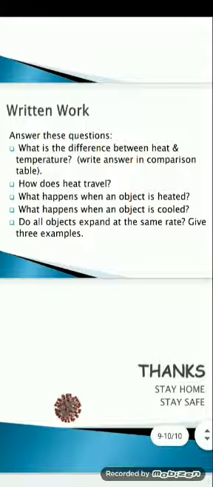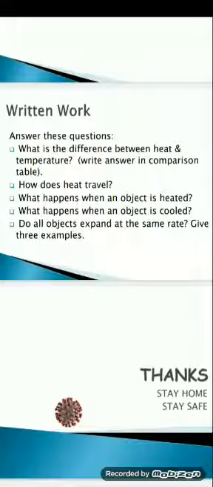Now coming to your written work, you are supposed to write answers to these questions. Number 1, what is the difference between heat and temperature? To write the difference, you will make a comparison table. In one column you will write about heat, and in another you will write about temperature. Question number 2 is, how does heat travel? We have discussed that heat travels from hotter to colder.